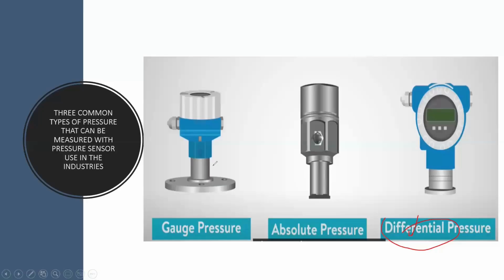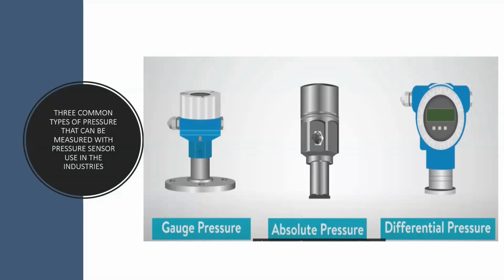So going over to the next slide, we have three common pressures that can be measured with pressure sensors in industry. And those are, first, gauge pressure measurements. We also carry out, oftentimes, absolute pressure measurements in the industry. We also carry out differential pressure measurements in the industries.